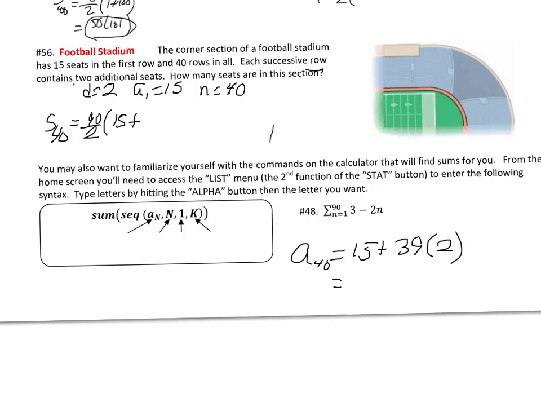Okay, Jake, what'd you get on all that mess? 93? So there's 93 seats in the 40th row. So now we just plug in 93 right there, and now we plug and chug. Half of 40 is 20. 15 and 93 is 108. 20 times 108 is 2160. So there are 2,160 seats in that section.